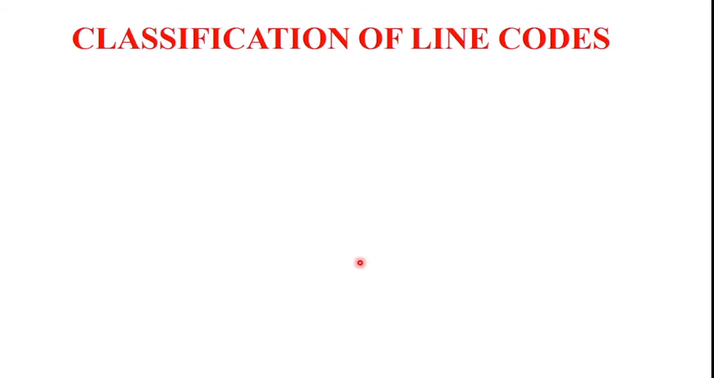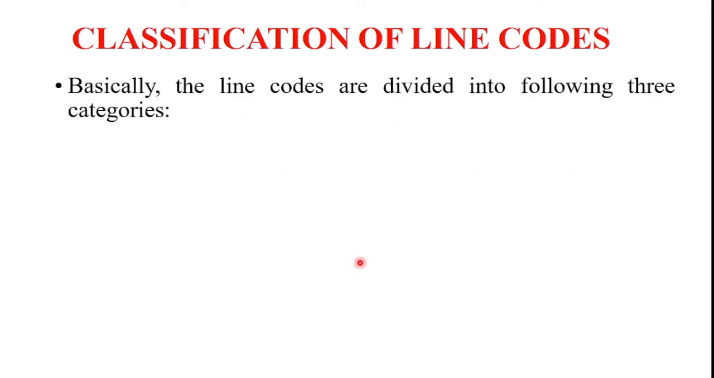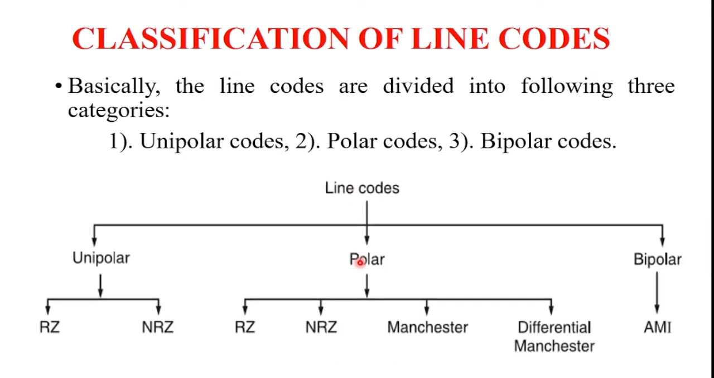Next, we are going to discuss the classification of line codes in digital communication systems. Basically, line codes are classified into three types or categories. They are unipolar codes, polar codes, and bipolar codes.